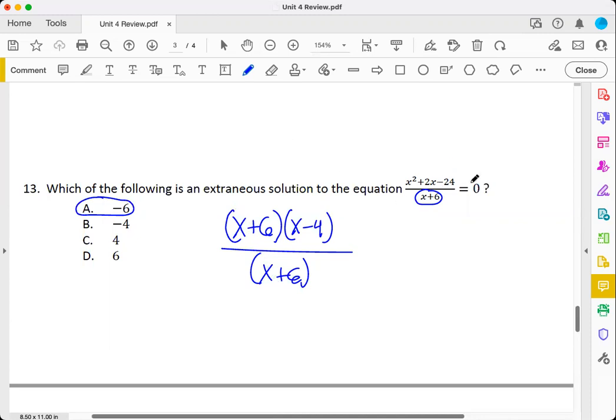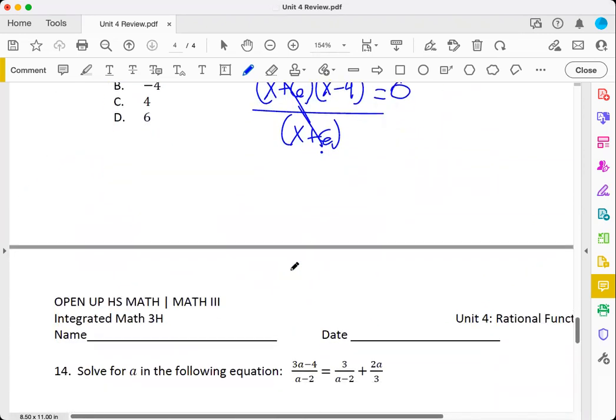but if you had to set this all equal to 0, that would only be based off of up here being set equal to 0, and you would get x is negative 6 and 4. But when you plug it back in, it's going to make it undefined because you have negative 6 going down here with 6, and that goes undefined. So there you go.